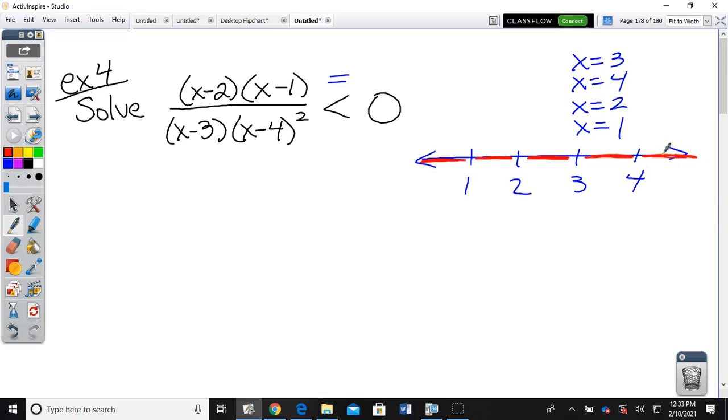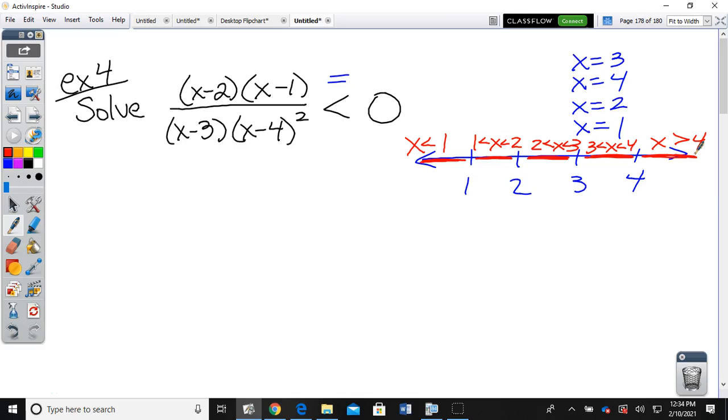5. Okay? The first interval is going to be when x is what? X can be less than 1. X can come between 1 and 2. X can come between 2 and 3. X can come between 3 and 4. And x could be greater than 4. These are my possible answers to that inequality. So now we just have to plug in numbers and see which ones work.